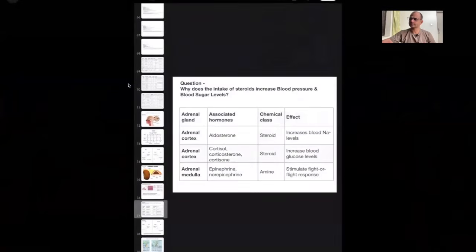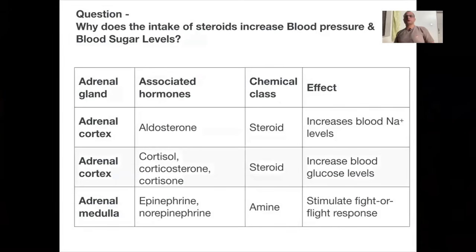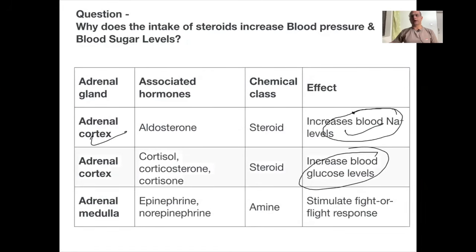So let's see this chart. So there are adrenal cortex. I told you the adrenal cortex is first layer, that is increasing the sodium ion. The second layer, increasing the blood glucose. This is the effect. So adrenal cortex can increase the sodium ion and the blood pressure. Adrenal cortex also increase the blood sugar. So because this is secret mineralocorticoids and the glucocorticoids and they are steroid.